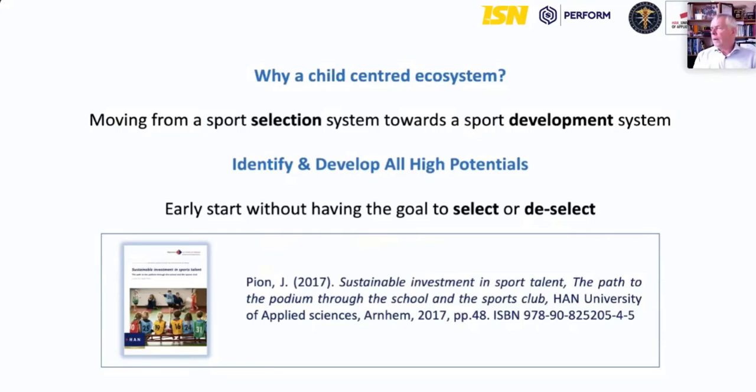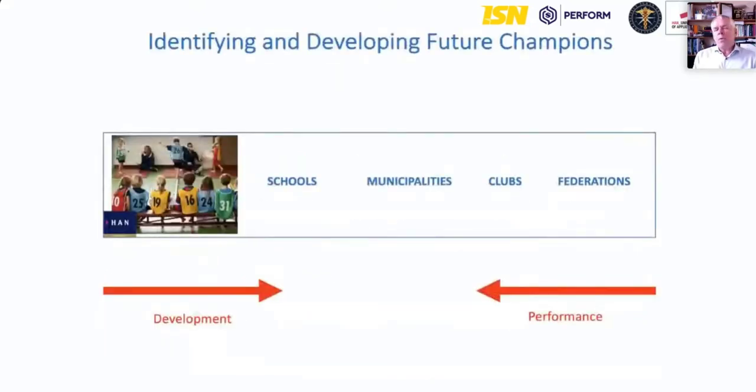Therefore, we try to implement an ecosystem where we try to move from a selection system to a development system. Most systems in Russia, America, China use selection systems, and we try to identify and develop all high potentials. So when it comes to selecting, you have to think that you also deselect, and that's a big problem. We try also to bring all the sport professionals together in this system.